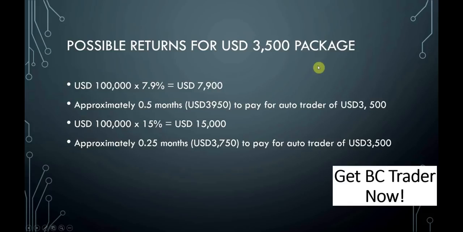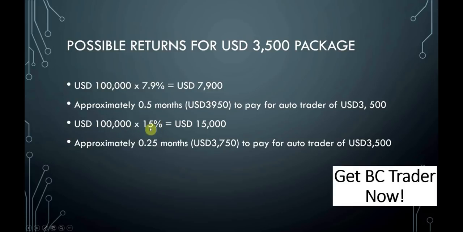So what about the 3,500 packet? At 7.9%, which is the conservative estimate, that's 7,900 in the first month, which basically means that you only need about half a month or about 2 weeks to pay for your auto trader of 3,500. Okay, only 2 weeks, and you will get your money back for the package if you're trading 100,000 US dollars.